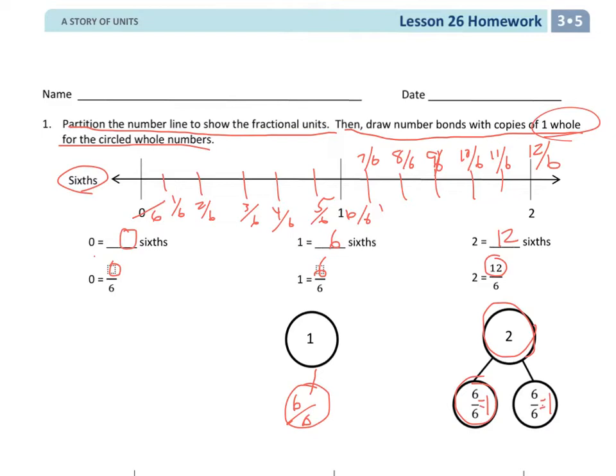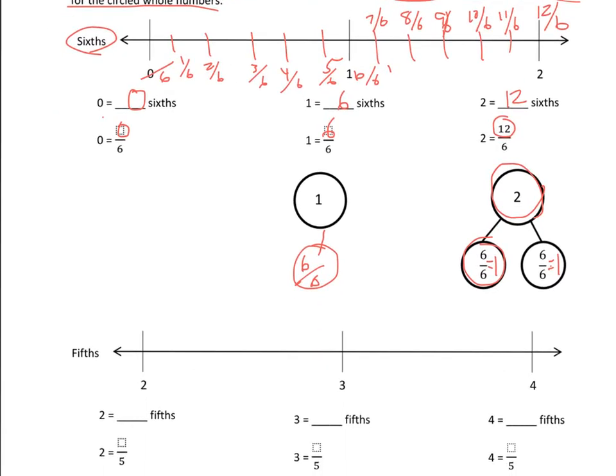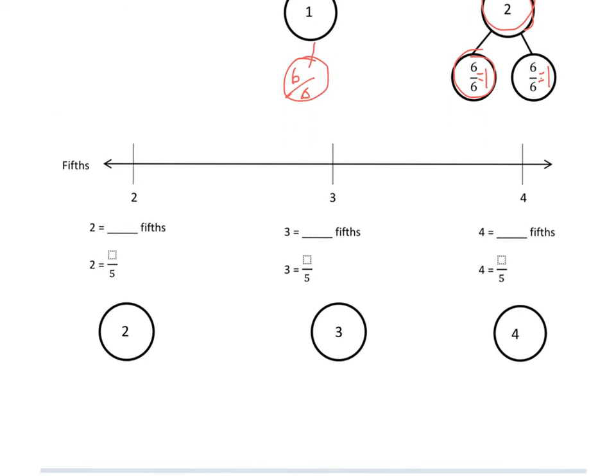So let's take a look down at the second one. And this one's talking about fifths. And the first thing I need to know is one whole equals 5 over 5, or 5 fifths. Because if I'm talking about fifths, 5 of them will make the whole amount. So between each whole number, between 2 and 3, I'm going to break this into 5 parts.